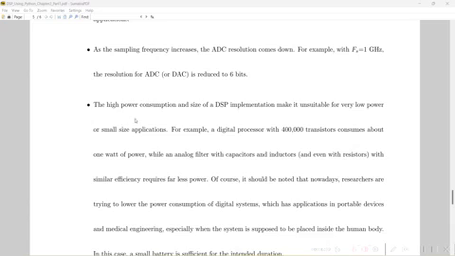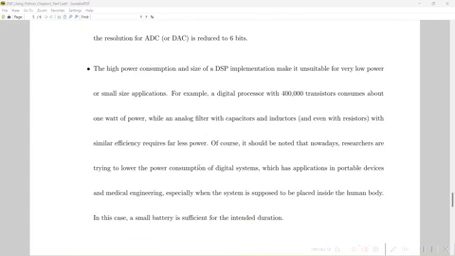And the high power consumption and size of a DSP implementation make it unsuitable for very low power or small size applications. For example, a digital processor with 400,000 transistors consumes about 1 watt of power, while an analog filter with capacitors and inductors, and even resistors, with similar frequency requires far less power.